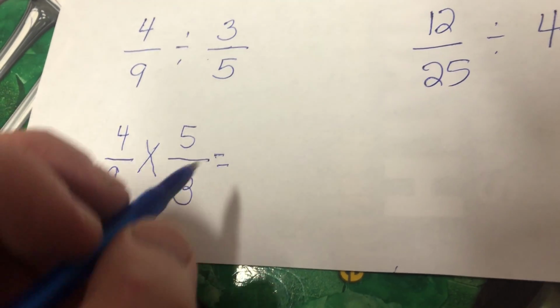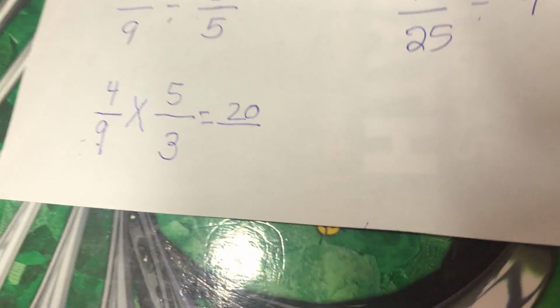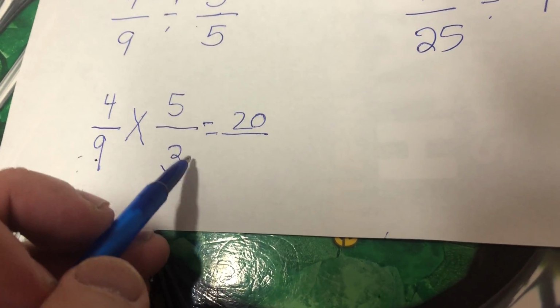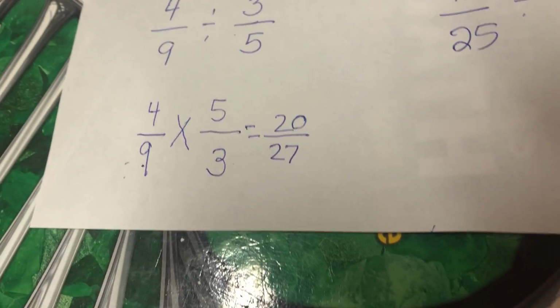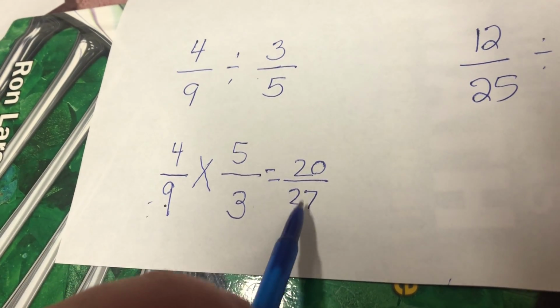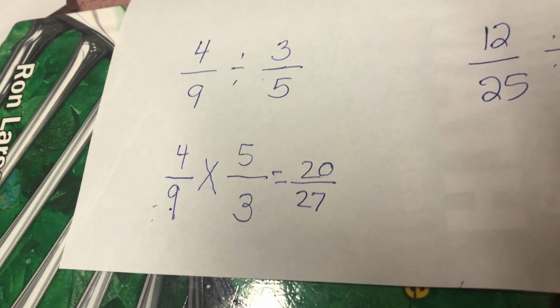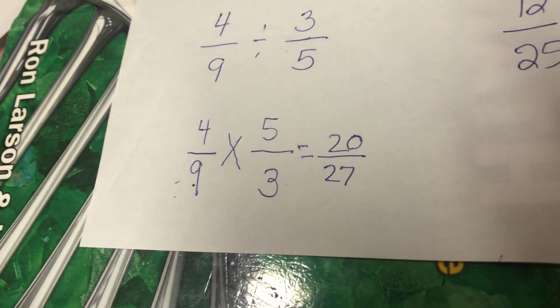Well, 4 times 5, I know that that is 20. 9 times 3, I know that that is 27. Since I couldn't cross-check, I can be confident that that's in simplest form. And sure enough, there's no number besides 1 that can go into both 20 and 27.